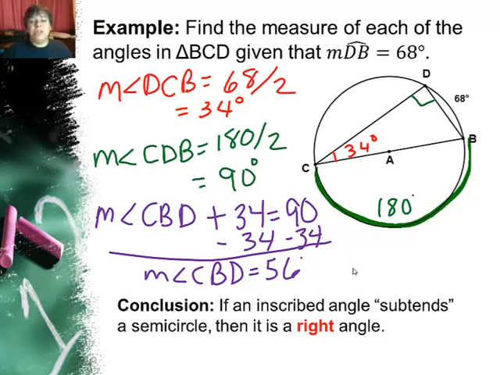So the interesting conclusion we found is if an inscribed angle subtends, that's a fancy math word, subtends right here, that means here's the inscribed angle, it's subtending this arc. I like the word intercepting, but I'm good with subtends as well. So if it subtends a semicircle, then it is automatically a right angle.